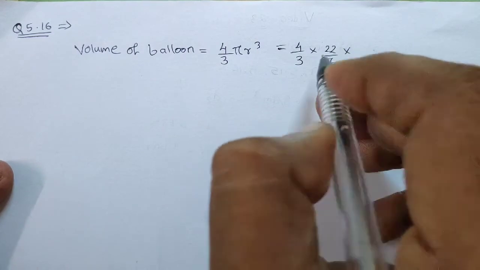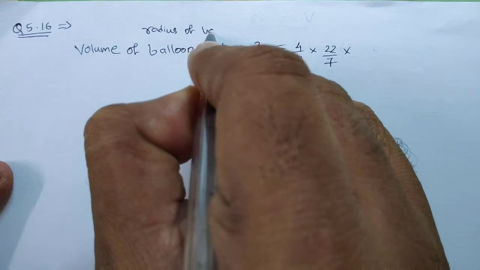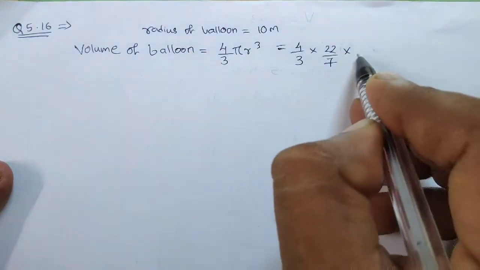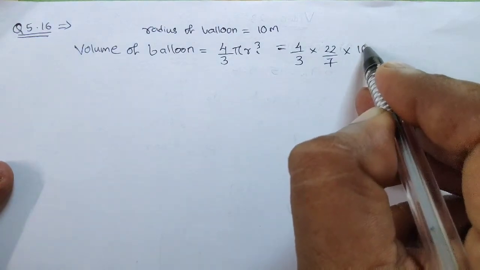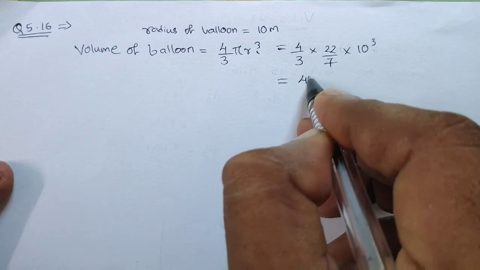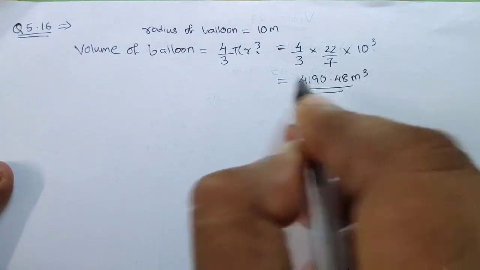Now r is the radius which was given, if you remember. The radius of the balloon was given as 10 meters. So now this r cube means 10 cube, right? So if you just calculate, it will be equal to 4190.48 meter cube. So this is the volume of the balloon.